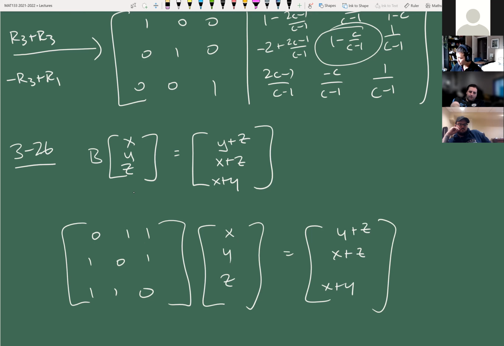So it's just sort of guessing and checking, or knowing how matrix multiplication works. Don't try and solve this as a system. I think it's going to be too complicated. But if you just know how matrix multiplication works, you can see how this one goes. Okay, and then 226.